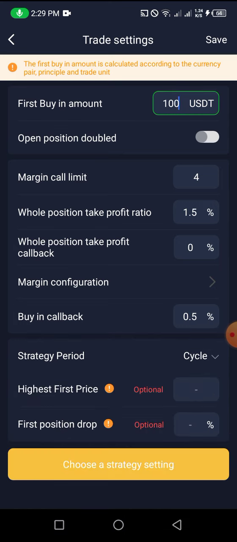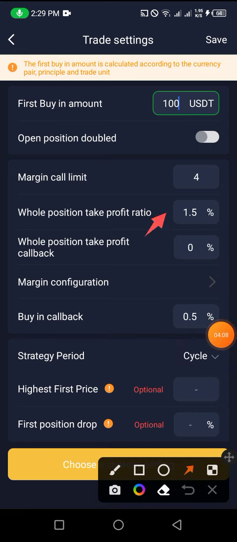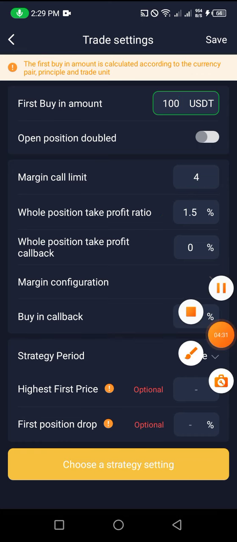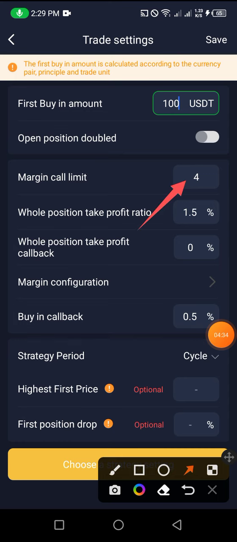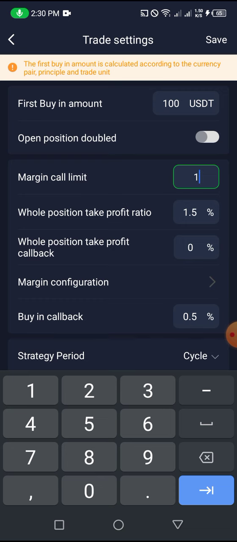Then the margin call limit. Now the margin call limit here, you can put depending on how many times you want the robot to buy. But most of the time in the signals I drop, I give consideration for only one margin call, right? So if we are going to go by the signal that I dropped in the group, I'll first of all change this to 1, instead of 4. So I'll change this to 1, right?